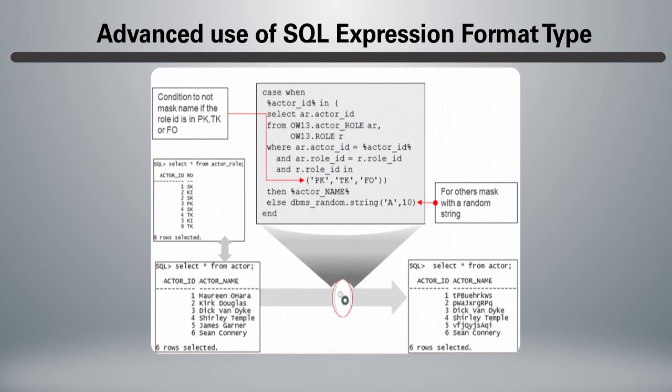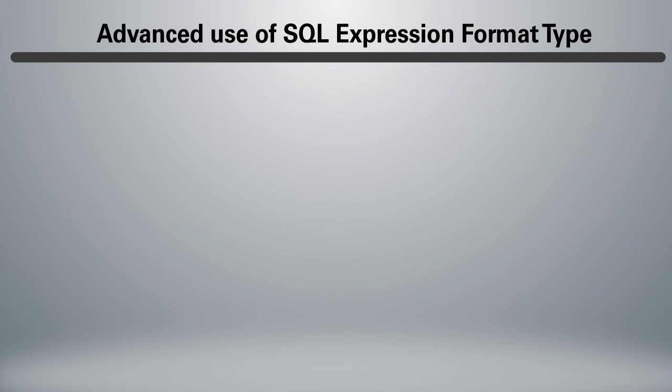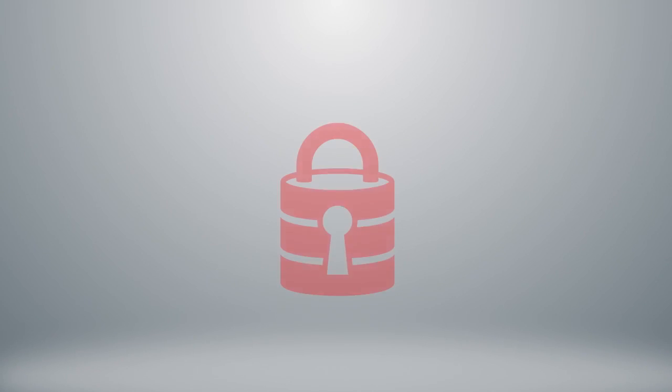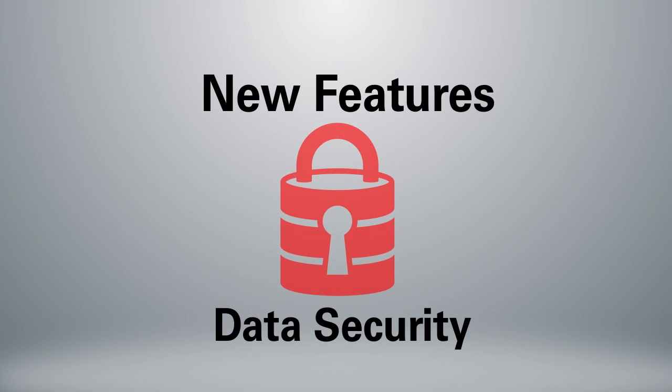You can go as complex as having logical deduction based on a value, or based on an input or multiple inputs. So you can see here that the role ID, PK, TK, or FO, if the condition is not in another table, then the column in the actor table needs to be masked. Otherwise, leave it alone, don't mask it. And this is the process followed. Customer was extremely happy that we provided this.